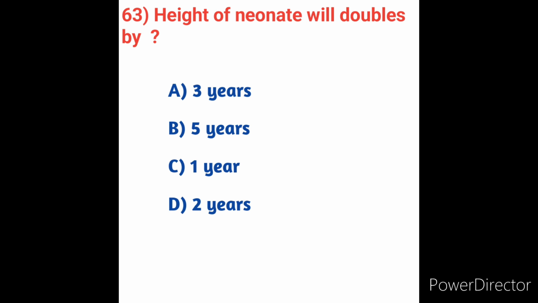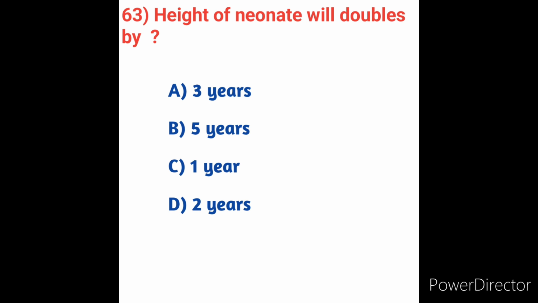From birth to about the age of 6 months, babies tend to grow about 1 inch a month. From 7 to 12 months, a baby might grow about half an inch each month. The height will be about double at the age of 5 years. So the height of a neonate will double by option B, 5 years, which is the correct answer.